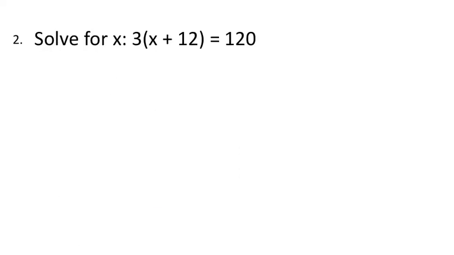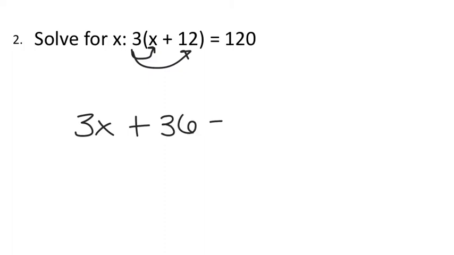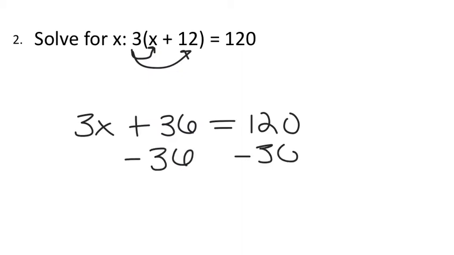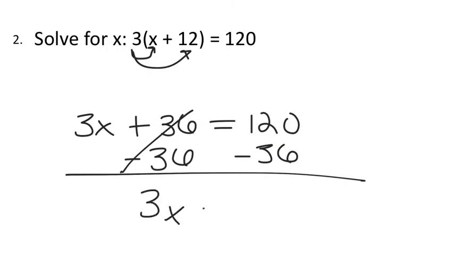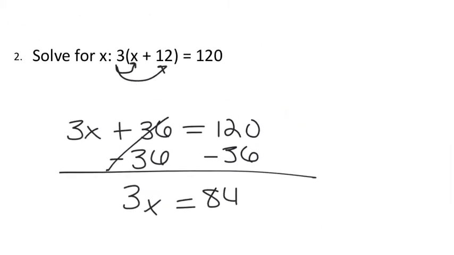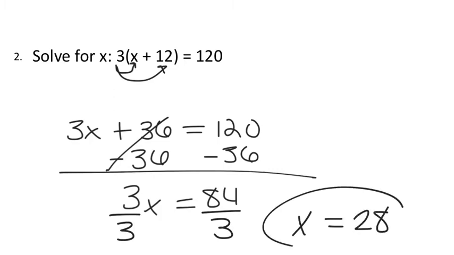Number 2 just says to solve for x, so we will use that distributive property to get rid of parentheses. 3 times x, 3x. 3 times 12, 36. Bring down our equals 120. From that, we'll get rid of our plain number by taking its opposite, so we should subtract 36 from both sides. We are left with 3x equals 84. Now that we're down to our one-step equation, we can then divide each side by 3, and we will have x is equal to 28. Final answer.